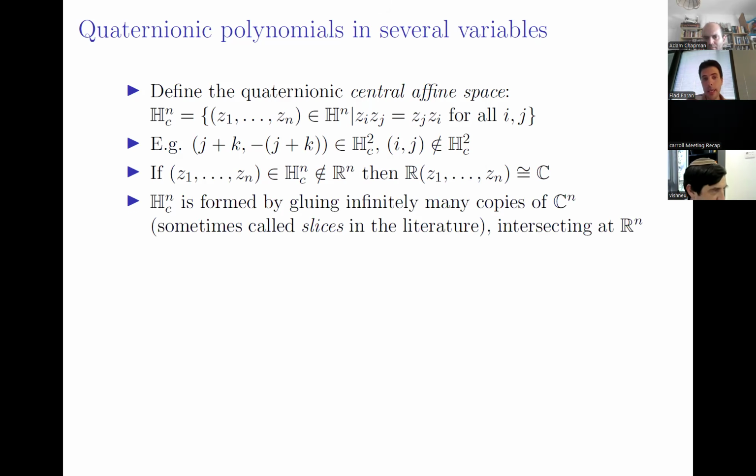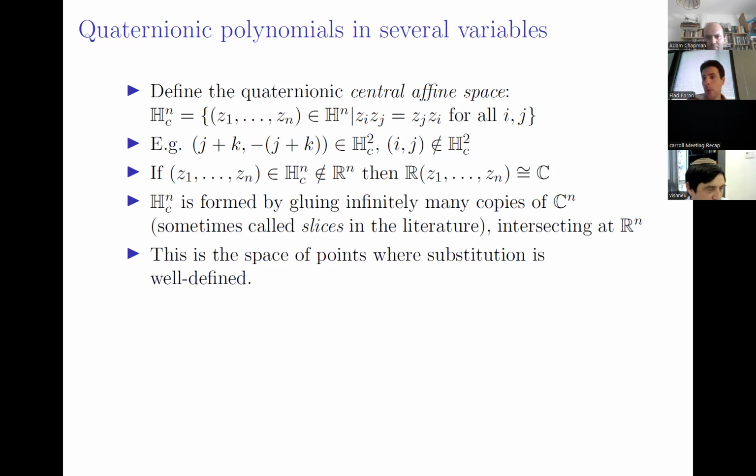So topologically speaking, you can think about this space as formed by gluing infinitely many copies of C^n, all intersecting at R^n. So if you want to have a picture in mind, this should be the picture. This is the set of points where substitution is well defined.